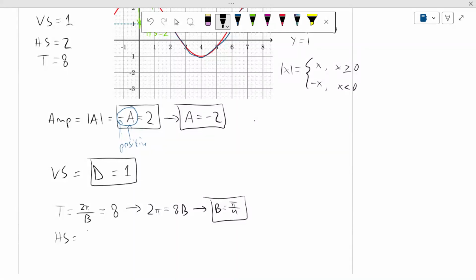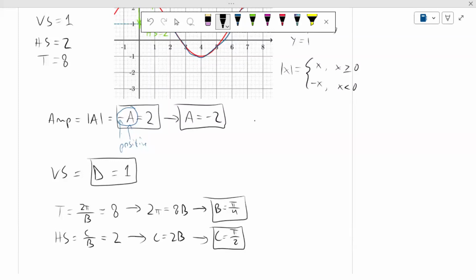The horizontal shift is always C divided by B. And remember, we're assuming that our B is positive for all of these formulas, which we can always find a positive B value that works. So don't worry about it. We already looked at the graph and saw that the horizontal shift should be 2. So C divided by B is equal to 2. I could multiply by B on both sides, and I get that C is equal to 2 times B. But I already know that B is pi over 4. So C is equal to 2 times pi over 4, which is pi over 2.